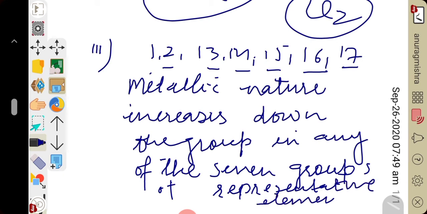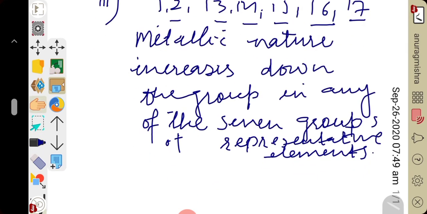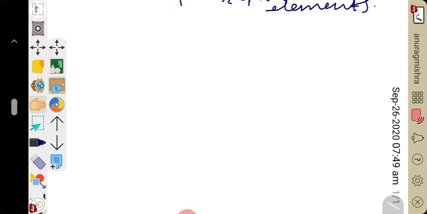I hope you people understood. Next property is metals, which are good conductors of heat and electricity, present in group number 1 and 2. And non-metals, which are present in group 16 and 17, are poor conductors of heat and electricity. So here both types of elements are present.